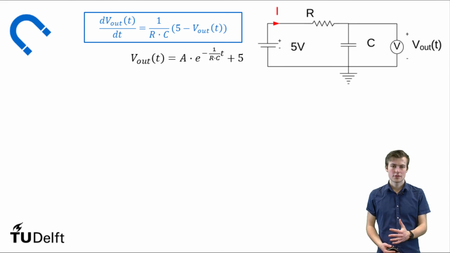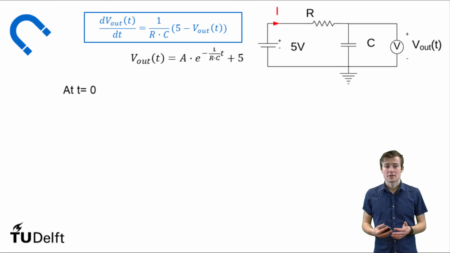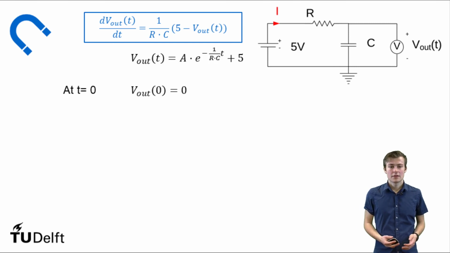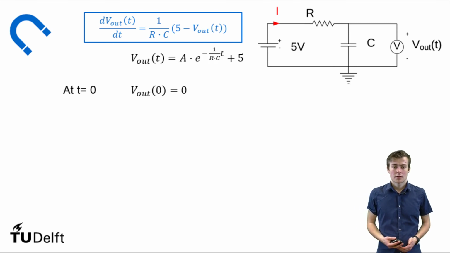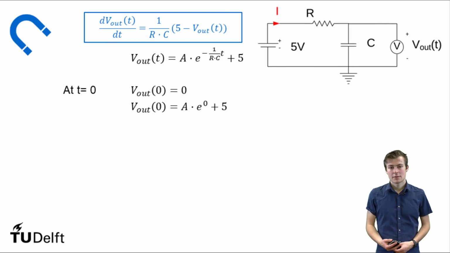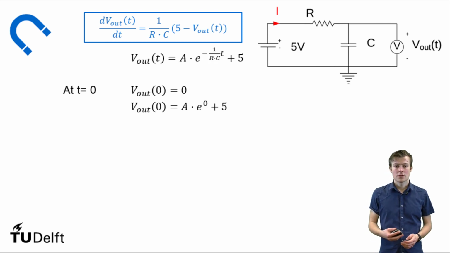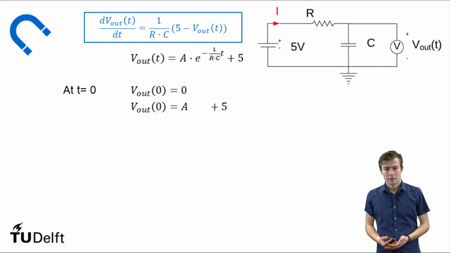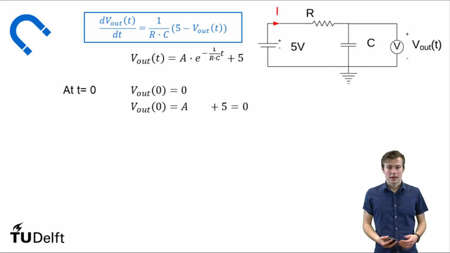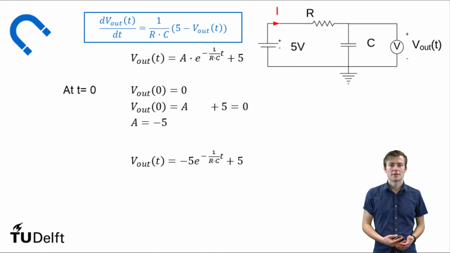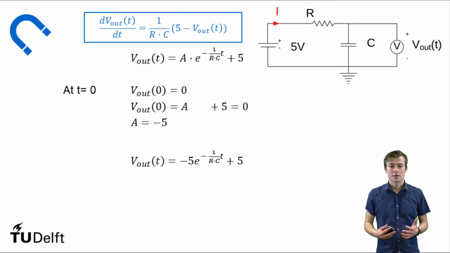But what about the a? Can we just use it, or is it something specific? Remember that in the beginning we said that the voltage at t equals 0 is 0. Therefore, if we fill in t is 0 into our equation, we obtain a times e to the power 0 plus 5, and e to the power 0 is 1, so we obtain a plus 5. This should be equal to 0, so a plus 5 is 0, and therefore a is equal to minus 5. So then we get that V out is equal to minus 5 times e to the power minus 1 over RC times t plus 5, and this is our final equation.